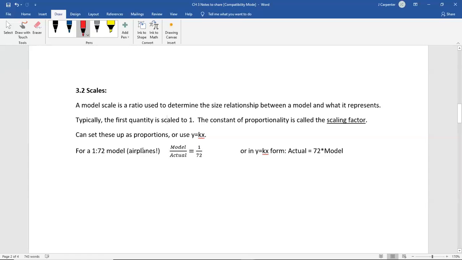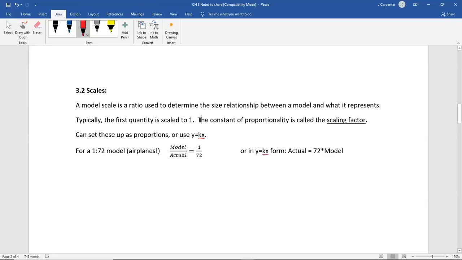Okay, so this 1 to 72 is a pretty common scale. 1 to 48 is also another common scale for models with little toy planes and cars and things. That's not something you have to memorize. We would give you the scaling factors. That's what we call that constant of proportionality, which in this instance would be the 72. It's a 1 to 72.